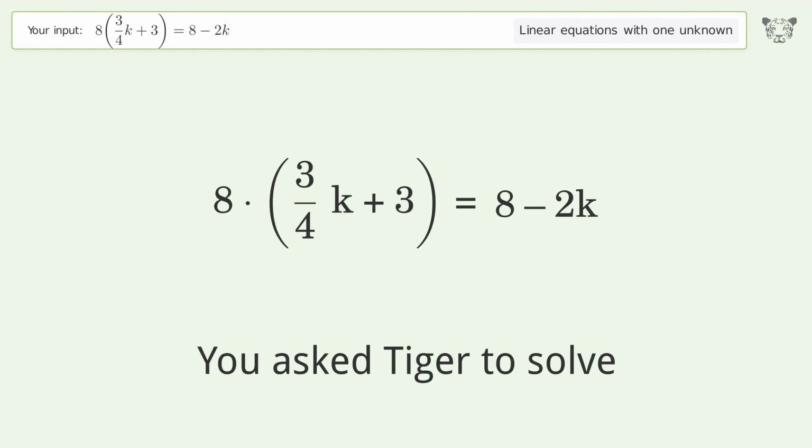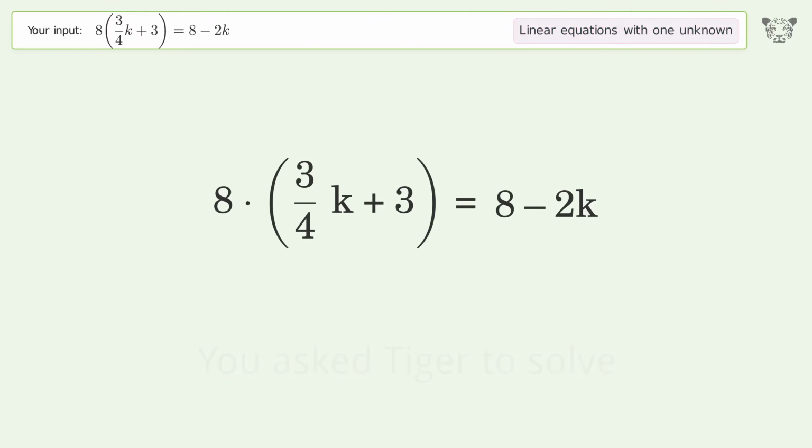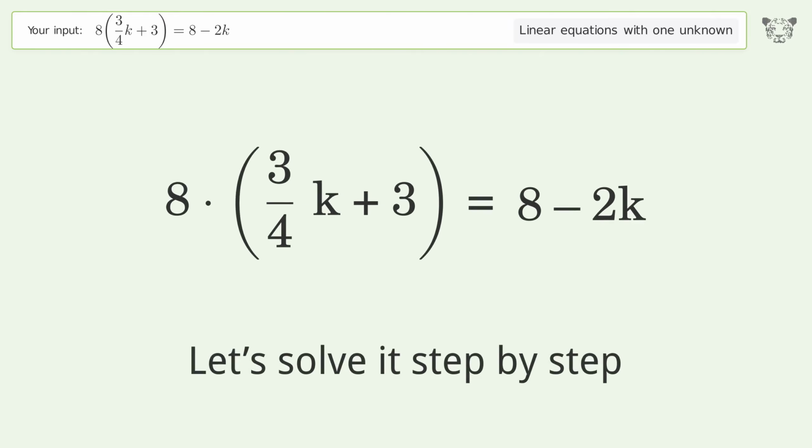You ask Tiger to solve. This deals with linear equations with one unknown. The final result is k equals -2. Let's solve it step by step.